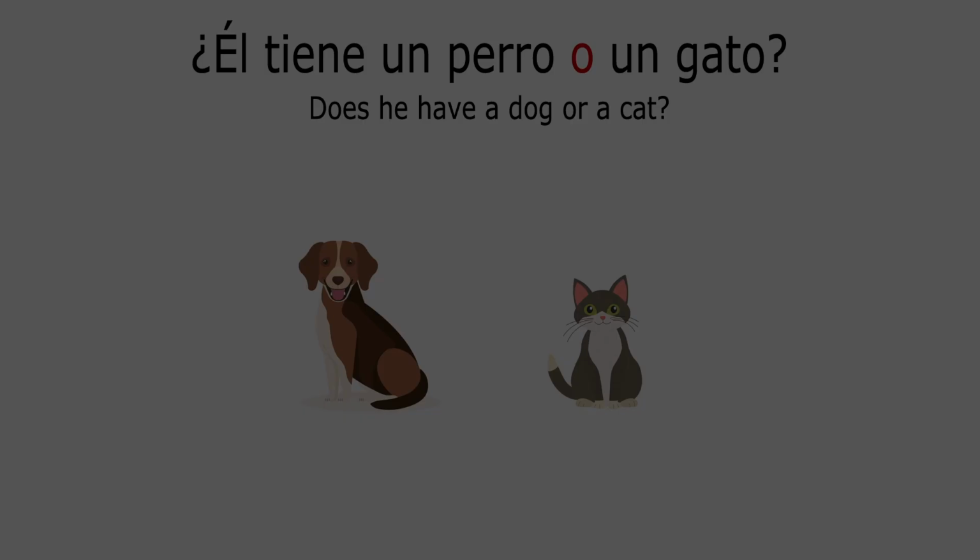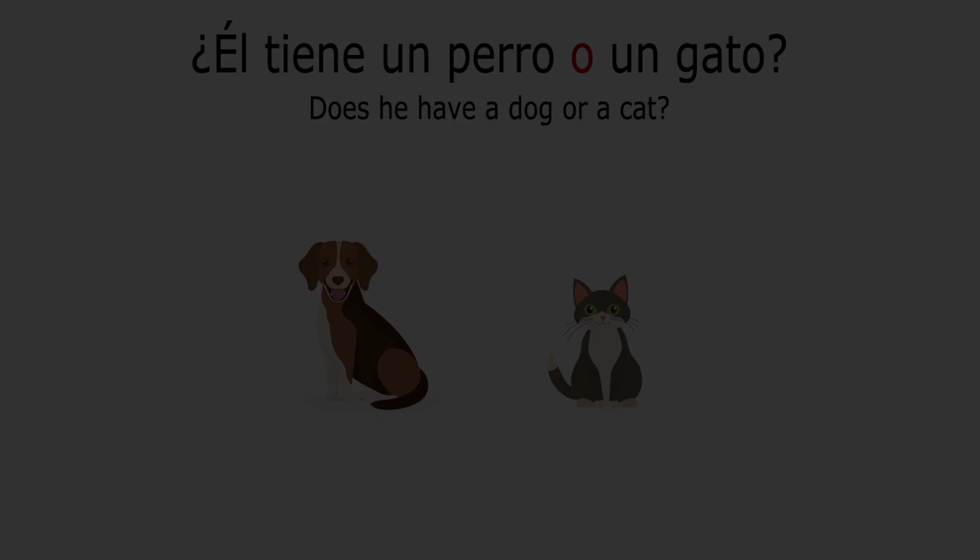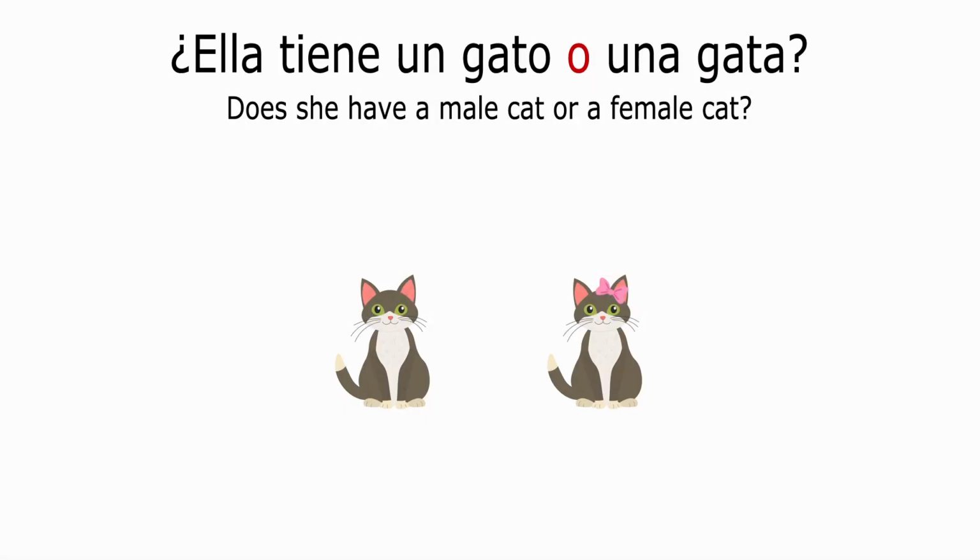How do you ask, does he have a dog or a cat? ¿Él tiene un perro o un gato? How do you ask, does she have a male cat or a female cat? ¿Ella tiene un gato o una gata?